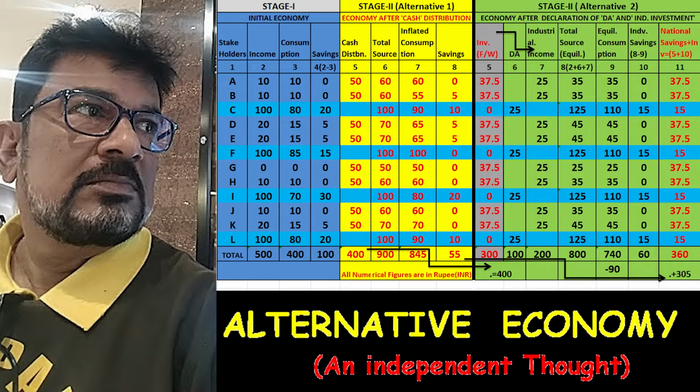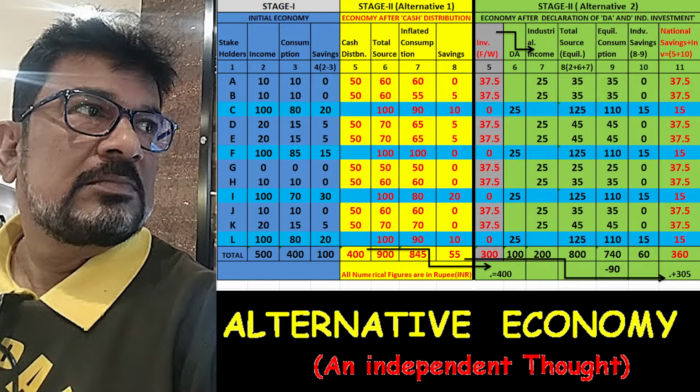At first, I just want to discuss three tables, and in the three tables we have shown three stages: stage 1, which is constant, stage 2 where we have discussed alternative 1, and stage 2 where we have discussed alternative 2 of the same economic system or same state.